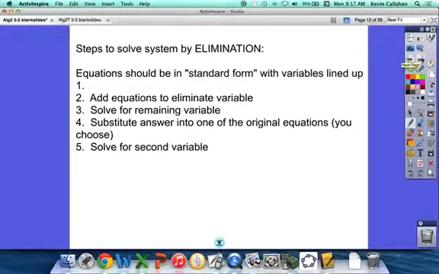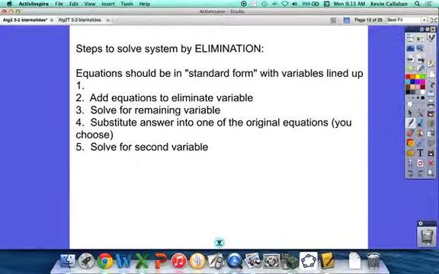Now, elimination is another method supposedly you've been taught. And I've left the first step blank because when you first do elimination, you don't have to deal with the first step. So just to keep it clean, we'll just use steps 2 through 5 for the first couple.